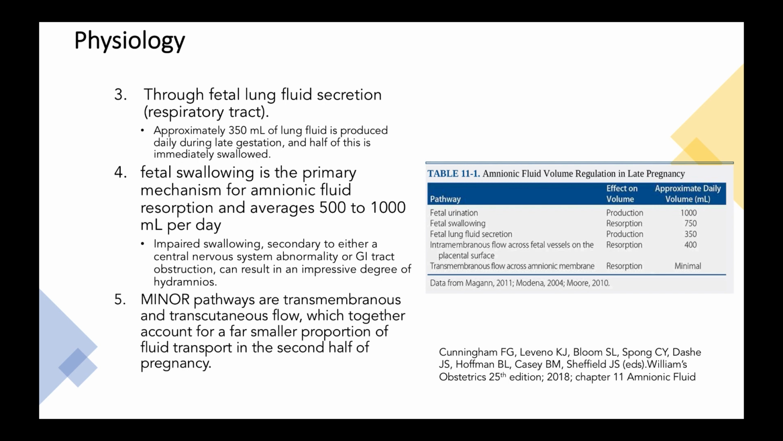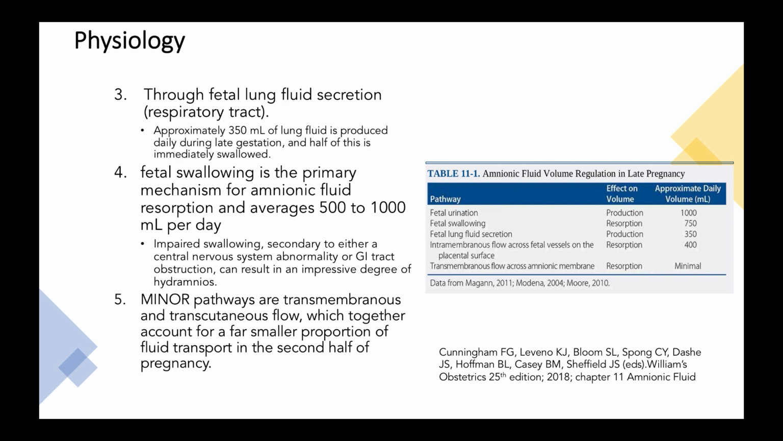The third pathway is through the fetal lung fluid secretion or the respiratory tract. Approximately 350 ml of lung fluid is produced daily during late gestation, and half of this is immediately swallowed. A fourth major pathway is through fetal swallowing, which is the primary mechanism for amniotic fluid resorption and averages about 500 to 1,000 ml per day.